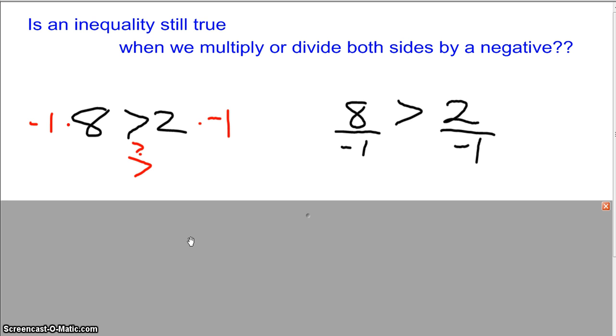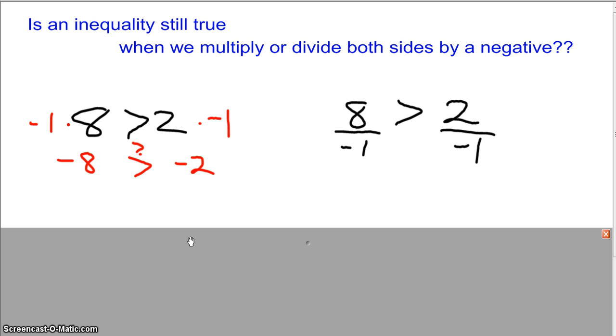8 times negative 1 is negative 8. And 2 times negative 1 is negative 2. And which of these numbers really is greater, negative 8 or negative 2? Negative 2. Look at the number line. Negative 2 is on the greater side, right? Negative 2 is to the right. So this is false.